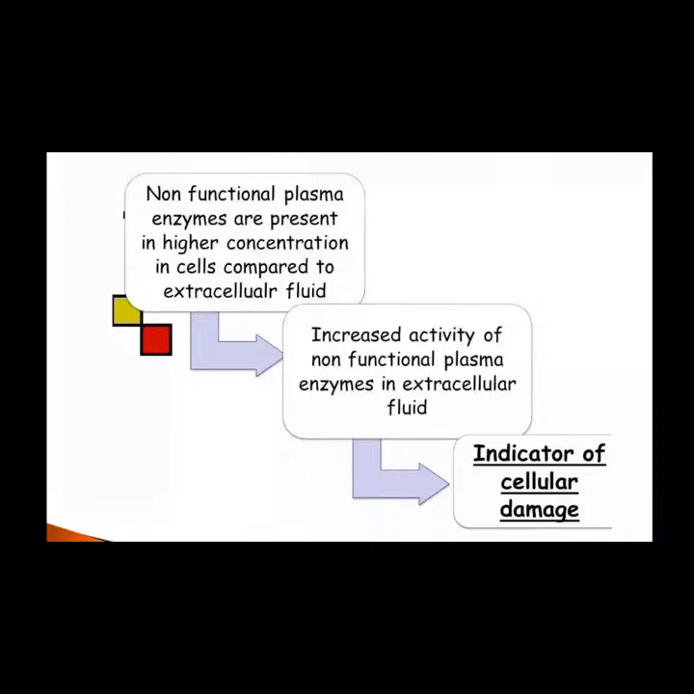When these non-functional enzymes are present in higher concentration, it indicates damage. So it is the best indicator of cellular damage, tissue damage, or organ damage. The level of these non-functional plasma enzymes will be higher in the blood, right? So the increase in the level of these non-functional plasma enzymes, like protease and other enzymes, indicates cellular damage and also organ damage. Next slide.